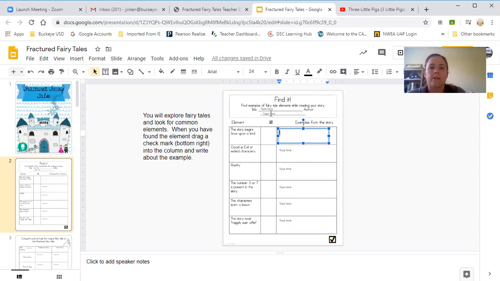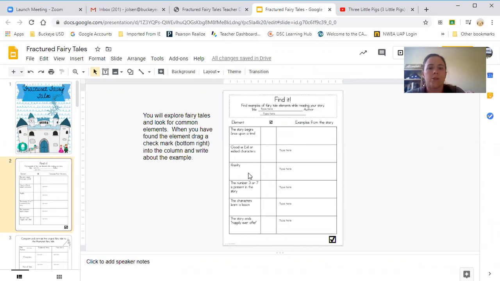If you can't see this, it's called Find It. I'm going to be flipping to the 3 Little Pigs, and we're going to see if we can find any of these things in the story. Does it begin once upon a time? Does it have a good or an evil character? Is there royalty? Does it have the number 3 or 7? Do the characters learn a lesson? And does the story end happily ever after?